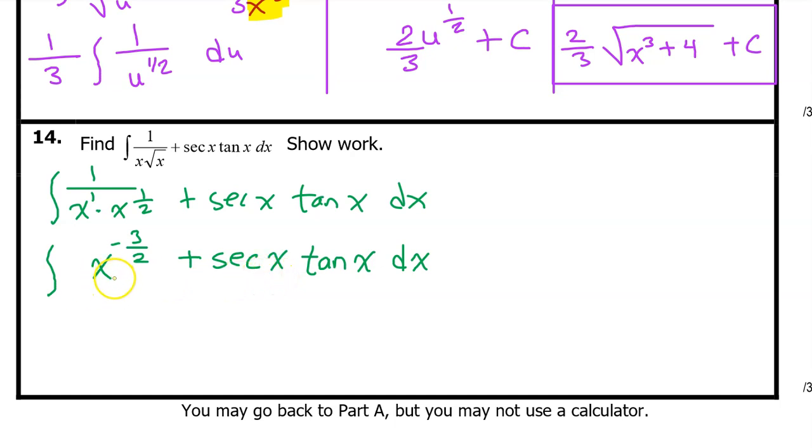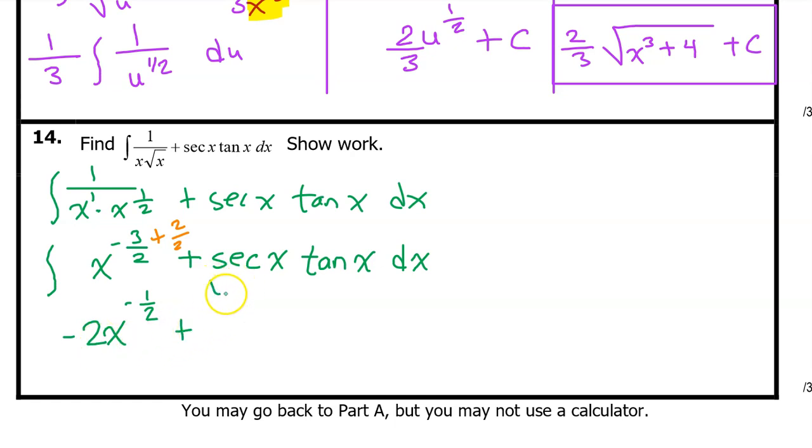For the first term, we will do the power rule of integration. So I need to add 1 to this exponent, which is like adding 2 over 2. So I will end up with negative 1/2 for the exponent. For the coefficient, you do the reciprocal of your new exponent. So that will be a negative 2 out in the front.